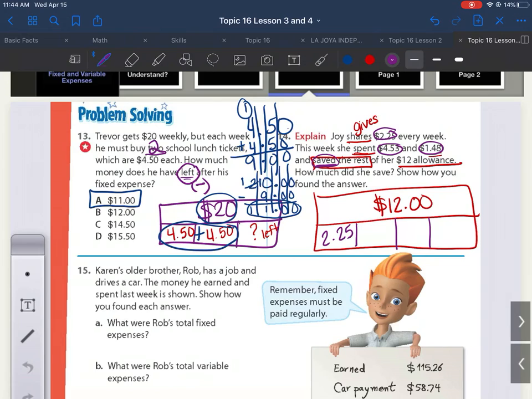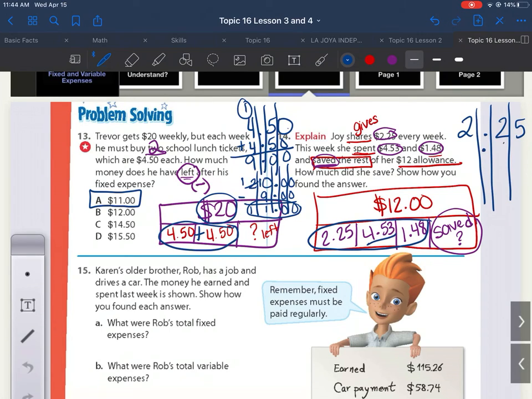And it says that she shared $2.25 each week. She spent $4.53. She spent $1.48, and the rest she saved. So this is what we're looking for. How much did she save? So we can go ahead and subtract, or I can go ahead and take all of my parts and add them together. So I'm going to go ahead and do that.